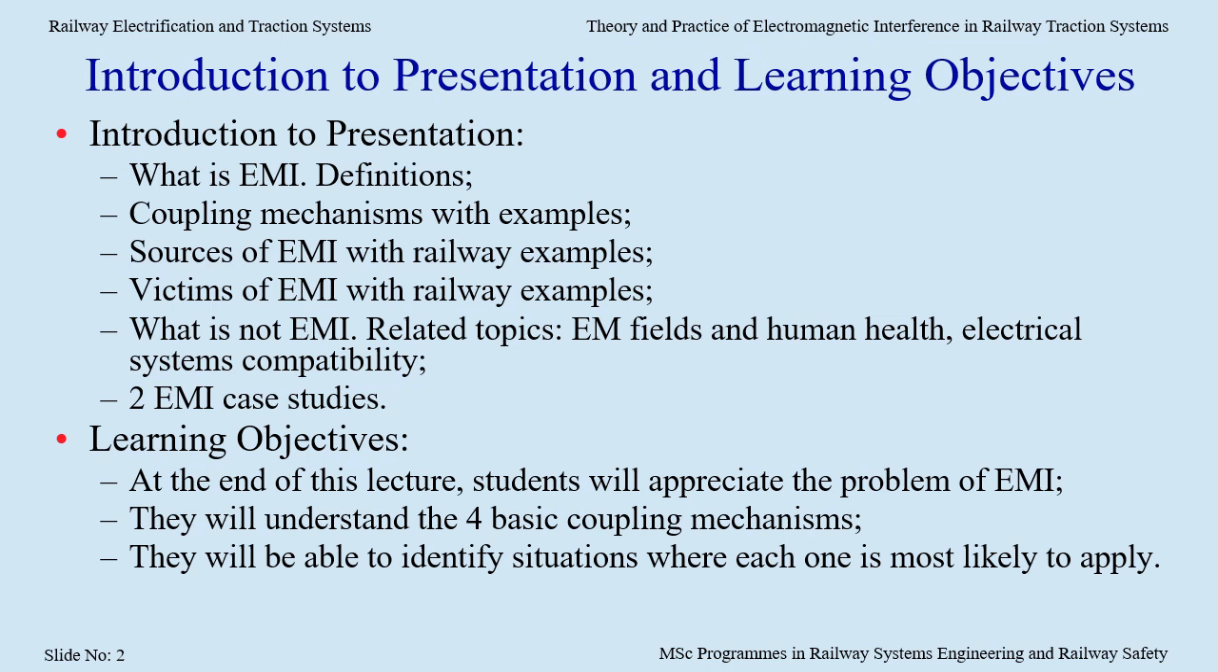In this lecture, I will introduce the basics of EMI, starting with its definition. I introduce the concept of sources of EMI and their victims, and describe the four mechanisms that can couple them together. There are some examples of common sources of interference, both in general and in the railway domain, and of course examples of victims. I also touch on some related topics that may or may not be EMI. And finally, there are two real-life case studies.